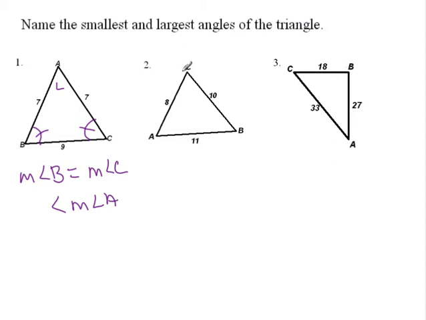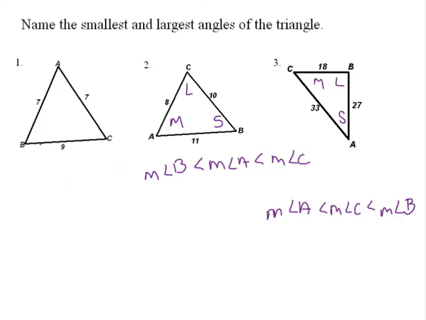I want you to label these two triangles small, medium, large, in terms of their angles, and then write an inequality to go with both. Then pause, press play again when you're ready to check your answers. And here we go. This is what it should look like. If you got something else, please check your work and maybe talk with a neighbor so that you can figure out what you did wrong.